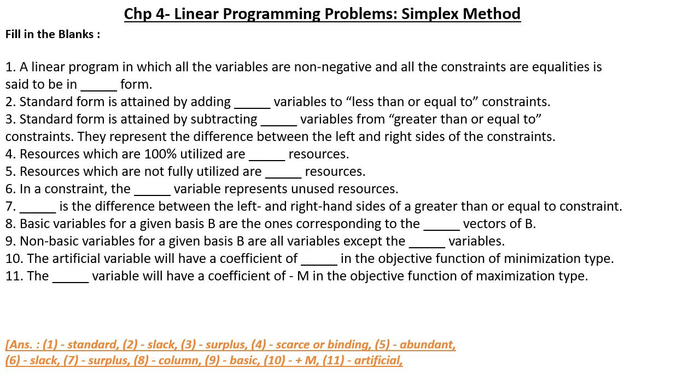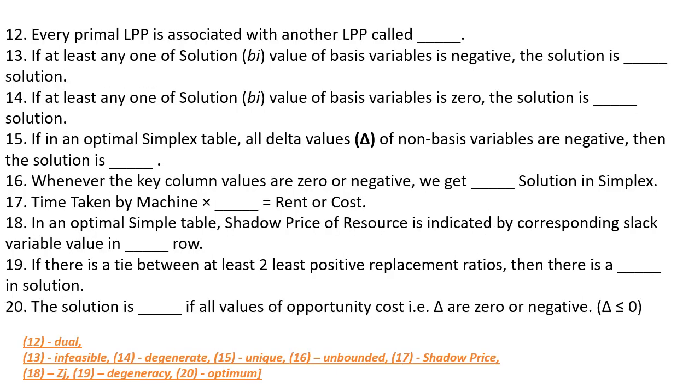The artificial variable will have a coefficient of dash in the objective function of maximization type. Correct answer, minus M and plus M. The dash variable will have a coefficient of minus M in the objective function of maximization type. The artificial variable. Answer is artificial variable. Every primal LPP is associated with another LPP called dash. Dual.